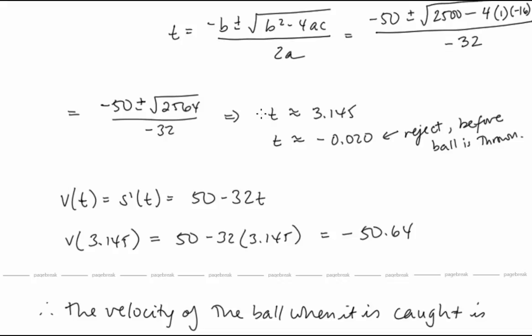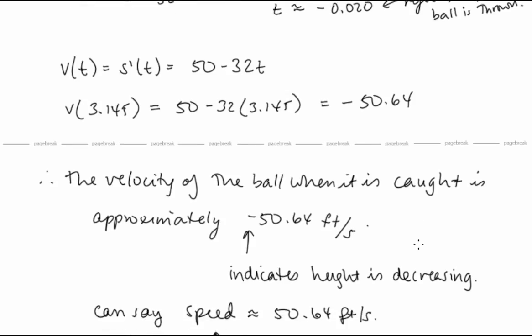This is the time at which the ball is caught at 5 feet, and we want to know its velocity at that time. So we plug it into the velocity function, and we get approximately negative 50.64. And so that says the velocity of the ball when it is caught is approximately negative 50.64 feet per second. And this negative is just indicating that the height of the football is decreasing.